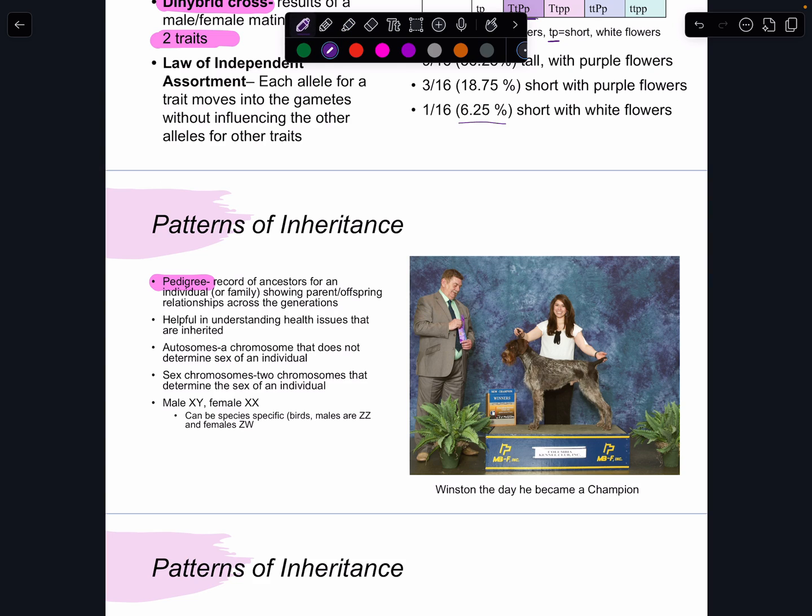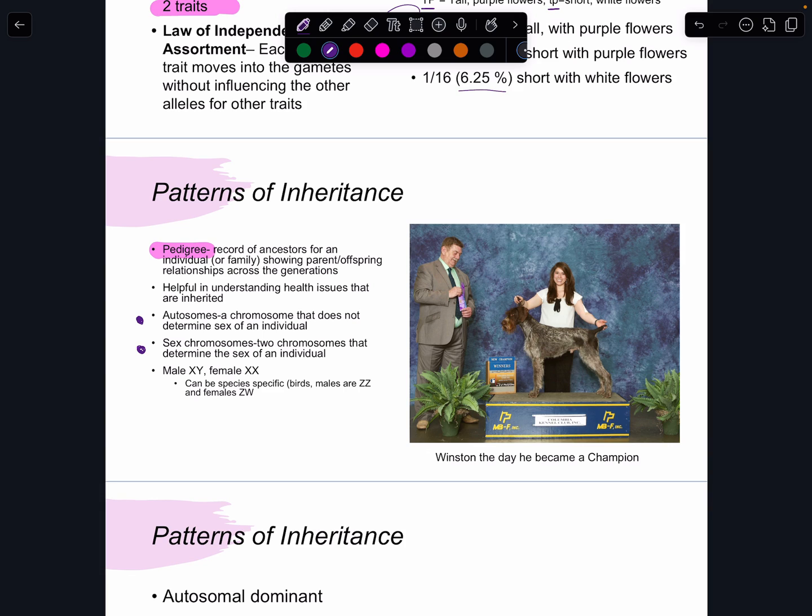So let's define a couple things. Autosomes are chromosomes that do not determine the sex of an individual. And then sex chromosomes are 2 chromosomes that determine the sex of an individual. In humans, and typically most species, you have male, which ends up being XY, and then female, which is XX. Sometimes different letters are used, or they can be specific to the species. So, for example, in birds, the males are ZZ and the females are ZW.